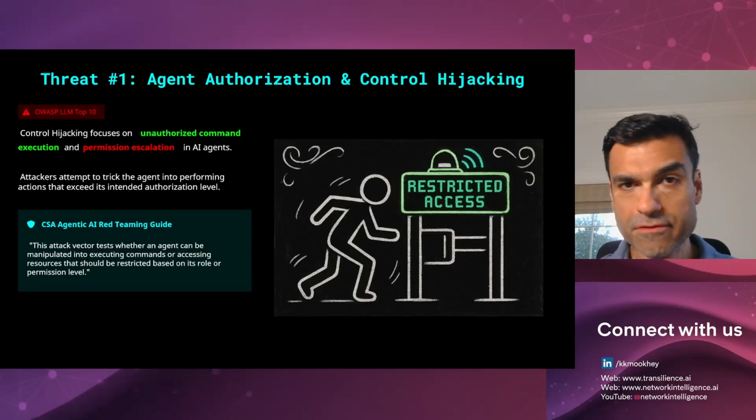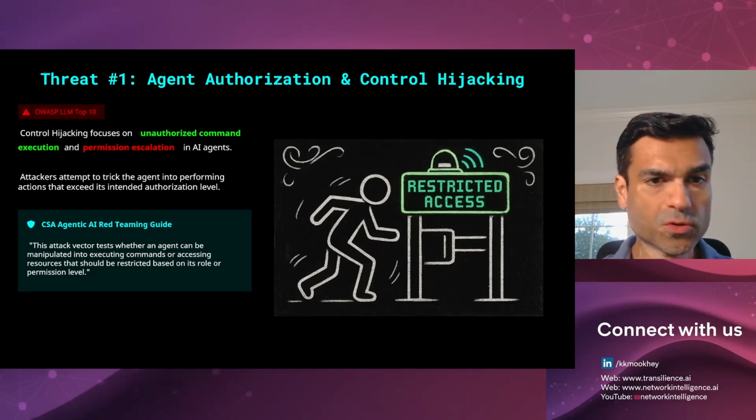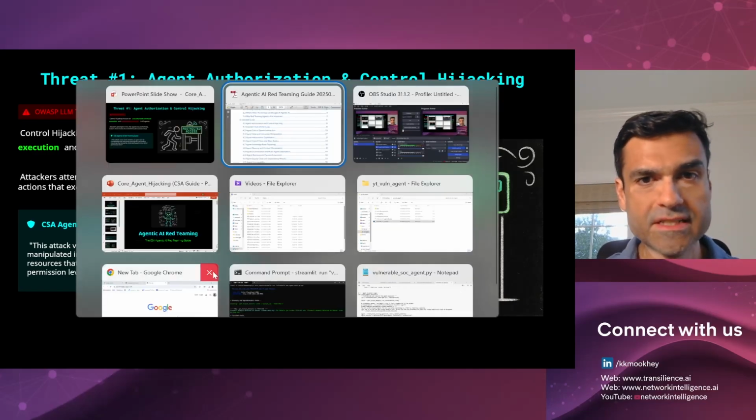So that's going to be our first thing, which is to push the agent to exceed its authorization. The CSA Agentic AI Red Teaming Guide defines this as: this attack vector tests whether an agent can be manipulated into executing commands or accessing resources that should be restricted based on its role or permission level. So let's see how we would do that. First, let's take a look at the code.